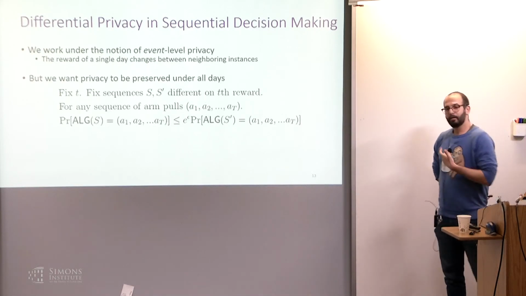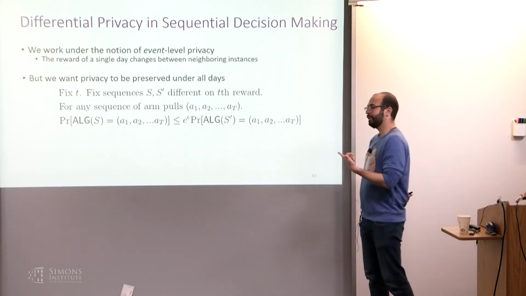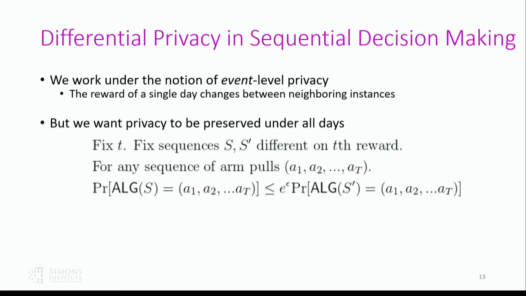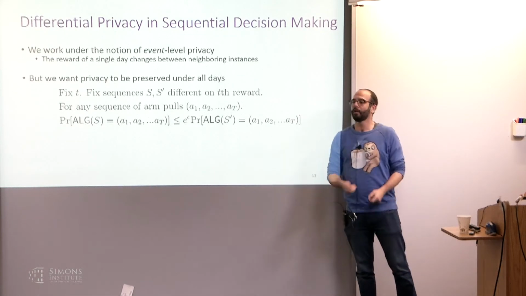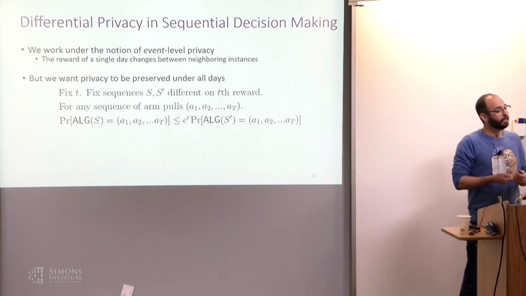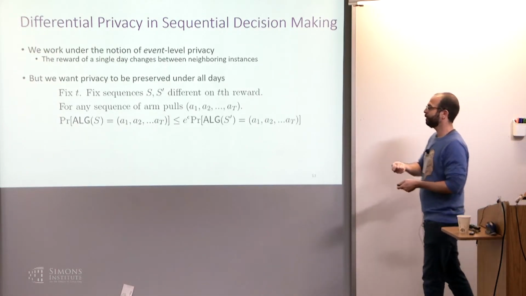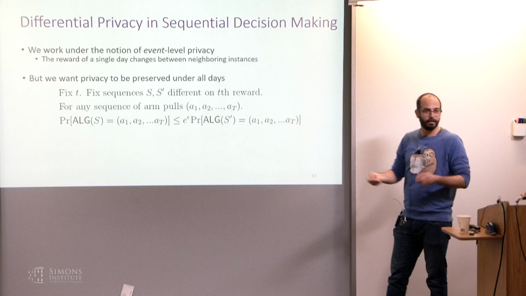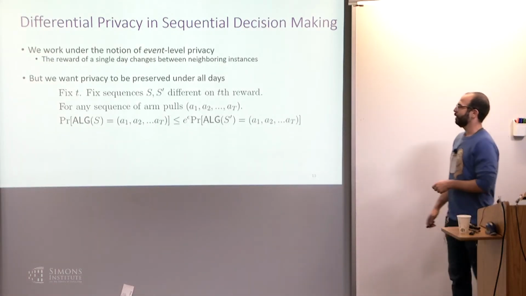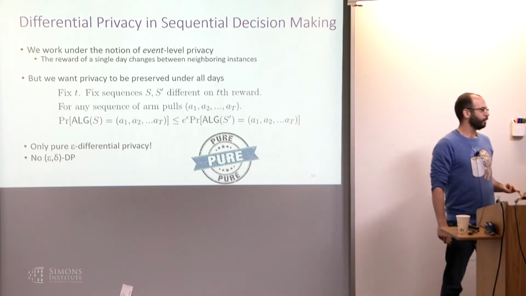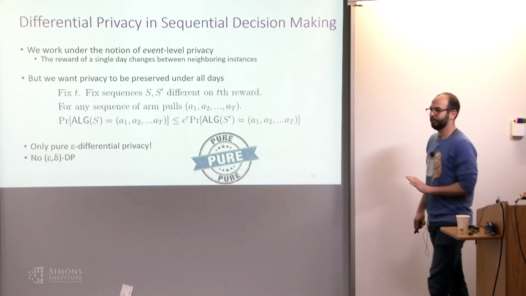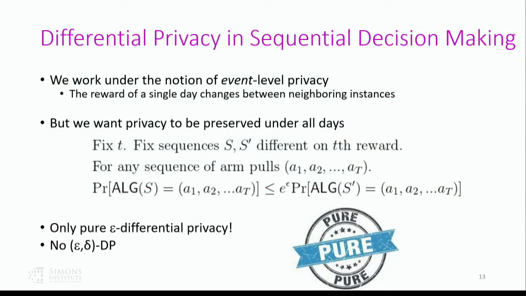The privacy, however, that we want to preserve is with respect to the output of the algorithm, and the output of the algorithm is the sequence of pulls throughout all days. So we want the entire sequence, the probability of any sequence of actions, not to change drastically when only the reward of a single arm changes, even if that reward happened to be on day one and potentially affects the entire sequence. And the caveat here is that we're going to talk only about e to the epsilon, pure differential privacy, no epsilon-delta. It's morning, let's make everything easy.